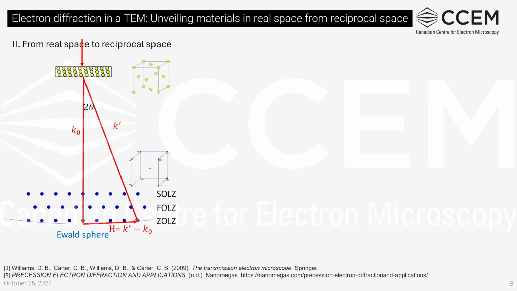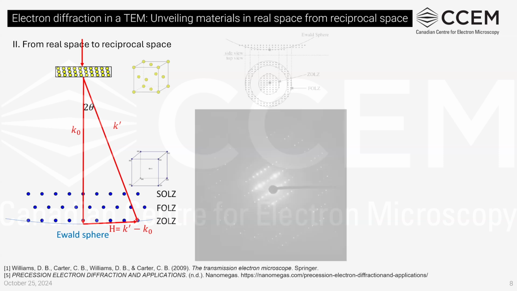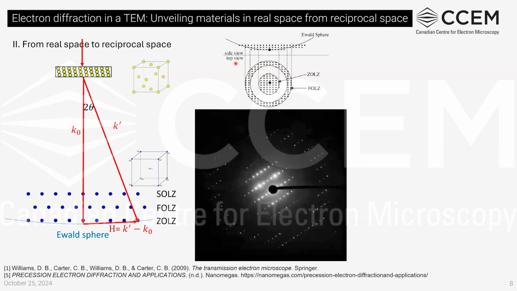So here we draw an Ewald sphere, which has a diameter of the reciprocal of the electron beam's wavelength. Here, for example, the Ewald sphere cuts through the zero order and first order Laue zones. So this is the geometry that will appear on our diffractogram. We get the zero order Laue zone in this circle and the first order Laue zone in this ring.